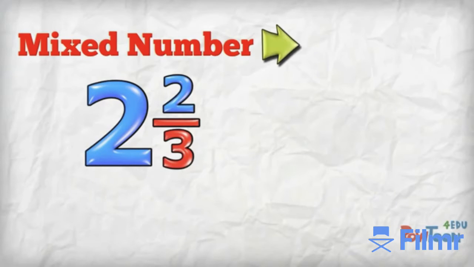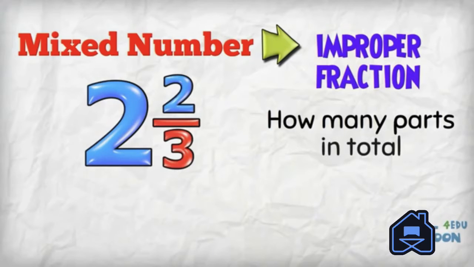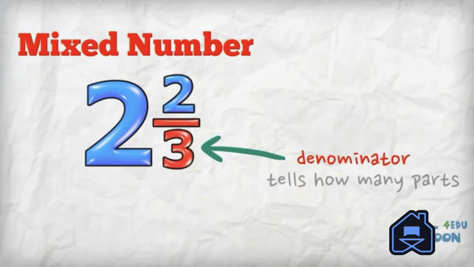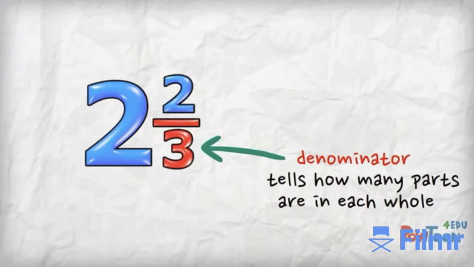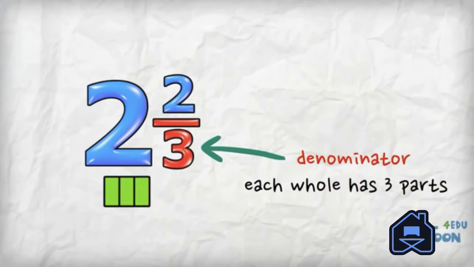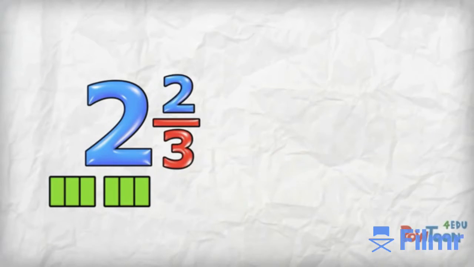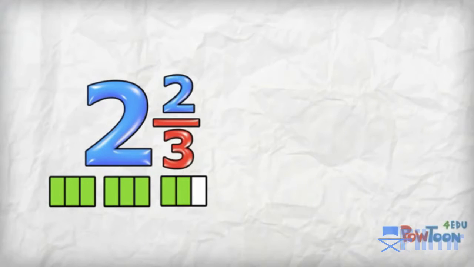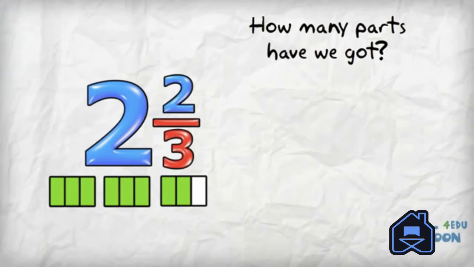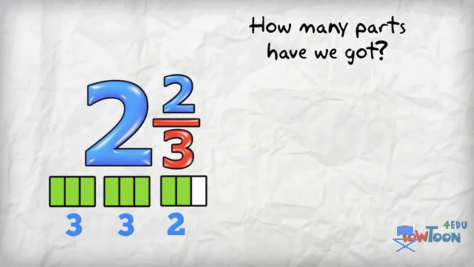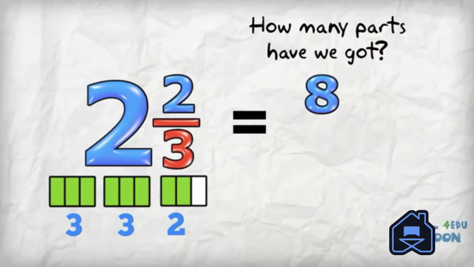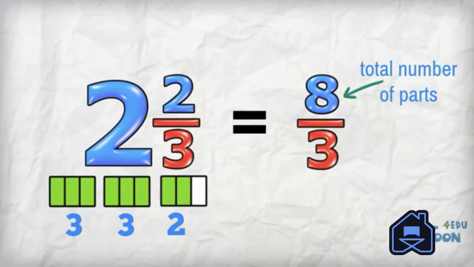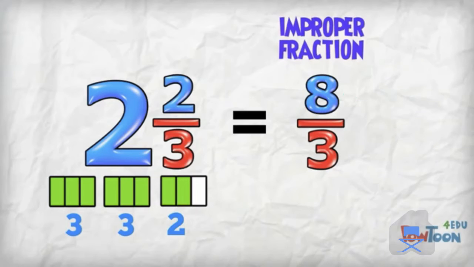When we change between a mixed number and an improper fraction, we're saying how many parts there are in total, and we're giving that information in the form of a fraction. The denominator tells us how many parts are in each whole. A denominator of 3 means that each whole has 3 parts, and we have 2 wholes. This fractional part tells us that we have 2 parts out of 3. We can see all our parts in this diagram. How many parts have we got? There are 2 wholes, so that's 2 lots of 3, 6, plus 2 more parts, that's 8. And we keep the same denominator because this is still parts out of 3. So we put the total number of parts, that's 8, over our denominator of 3. And there's your improper fraction.